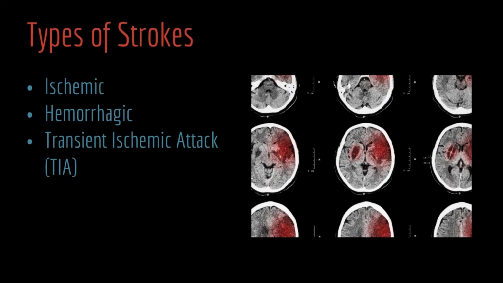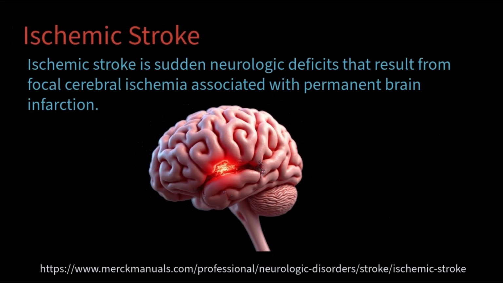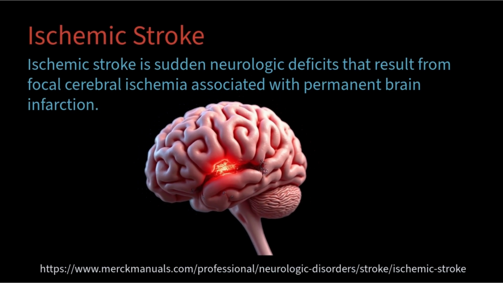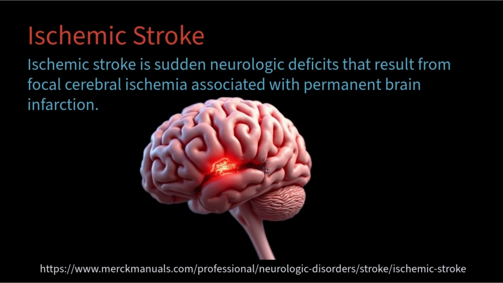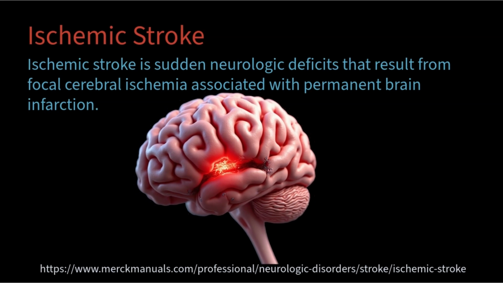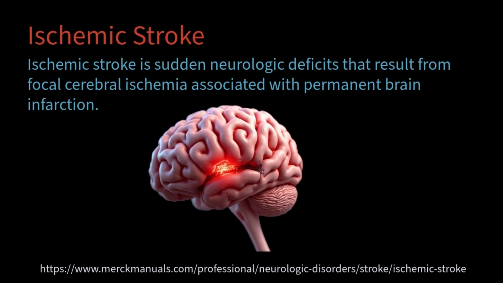Now we're going to talk about the different types of strokes, such as ischemic, hemorrhagic, and transient. It's important to understand these details as you will refer to the specific type of stroke when assigning ICD-10 codes. An ischemic stroke is described by Merck Manual Professional Version as sudden neurologic deficits that result from focal cerebral ischemia associated with permanent brain infarction. So, we're going to break that down just a bit to describe it in a more straightforward manner.